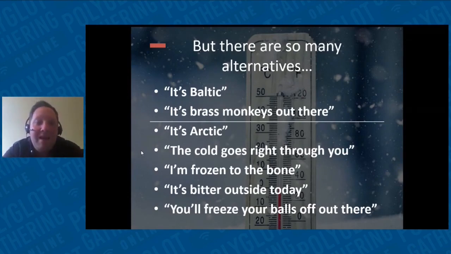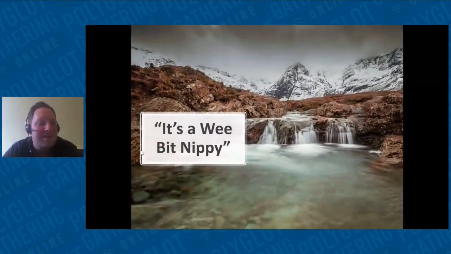And I realized how many of them there actually were that were more expressive, more interesting, more emotive maybe than just saying it's freezing. So things here like it's Baltic, it's brass monkeys, it's Arctic, the cold goes through you, frozen to the bone, better outside. Even more colloquial expressions, like maybe you'll freeze your balls off. And also, of course, this one, it's a wee bit nippy.